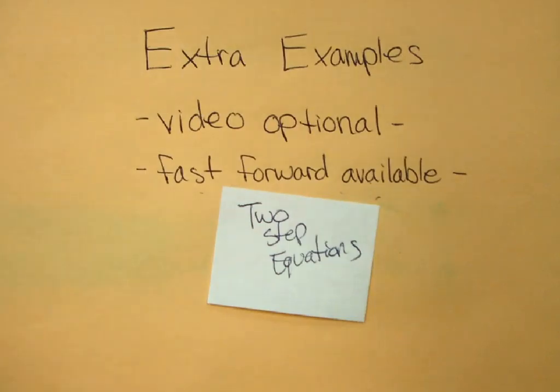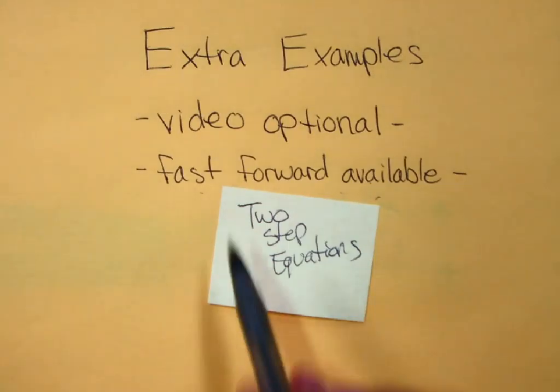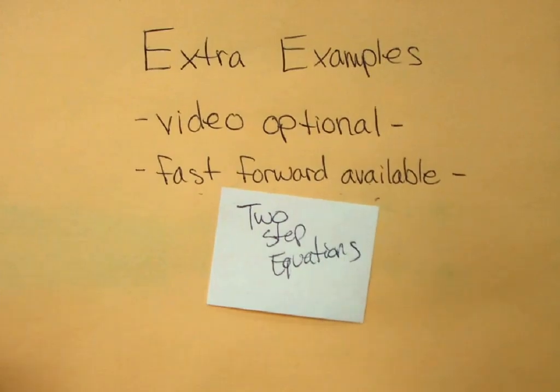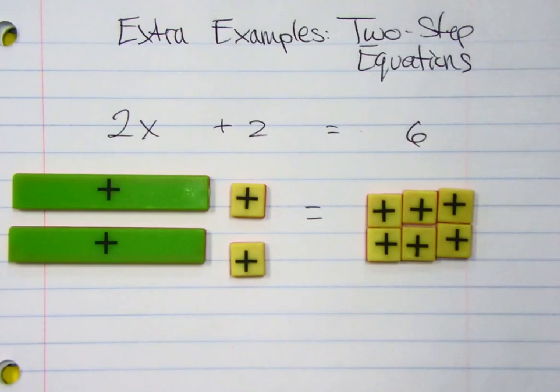Okay, got some extra examples of two-step equations. Again, optional video. You can fast forward if you want to. Okay, I'm going to start off with some algebra tiles. So this is some extra examples. Again, I'm starting with algebra tiles.